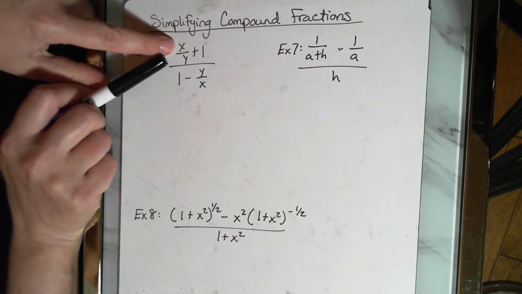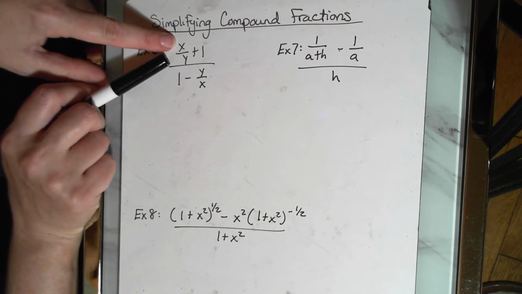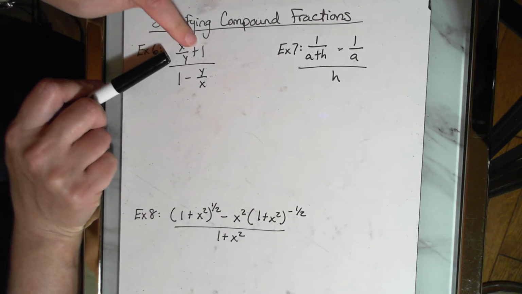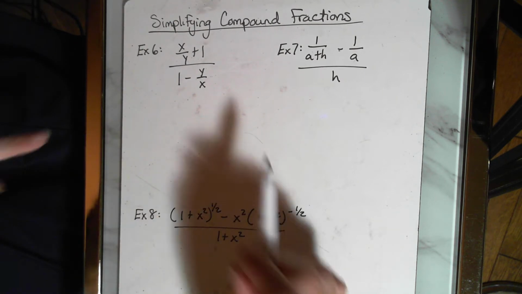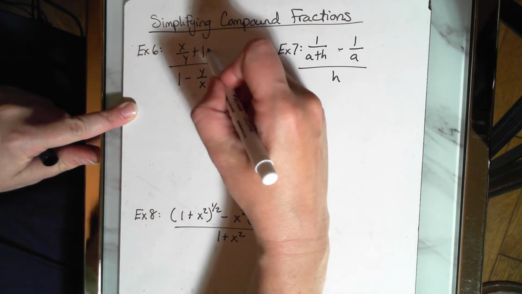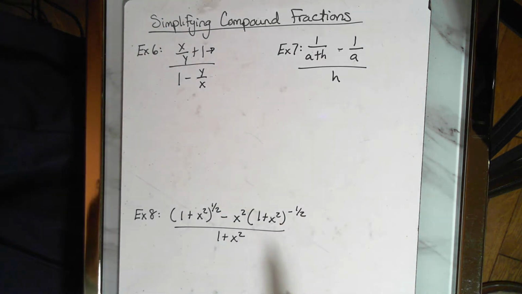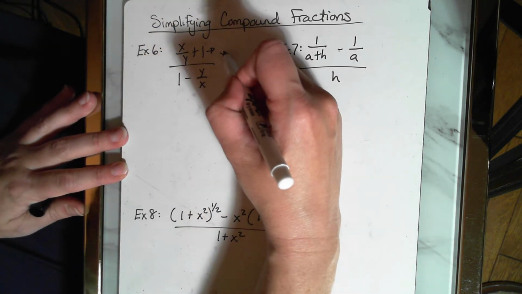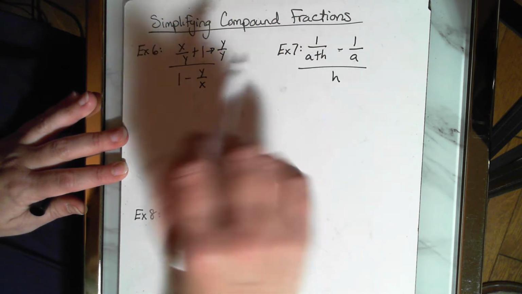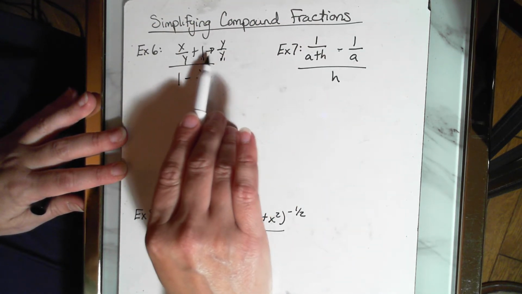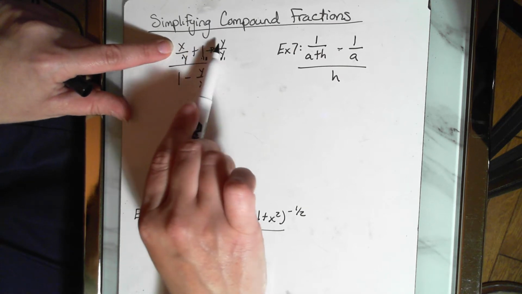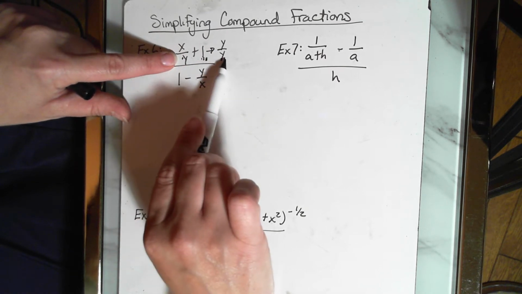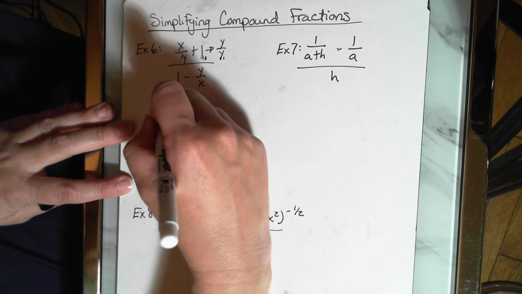So what I see up here with example 6 is that I want to combine x over y plus 1. So I need common denominators to do that. Now this 1 is going to be changed into the common denominator of y. So y over y is actually equal to 1. These are equal. So if I was to add this, I would get x plus y over y. And that is my numerator.